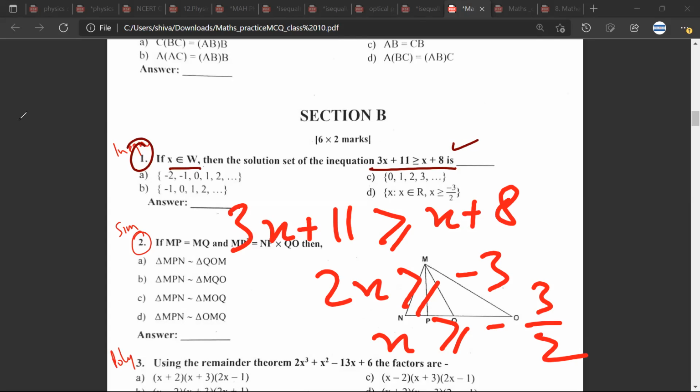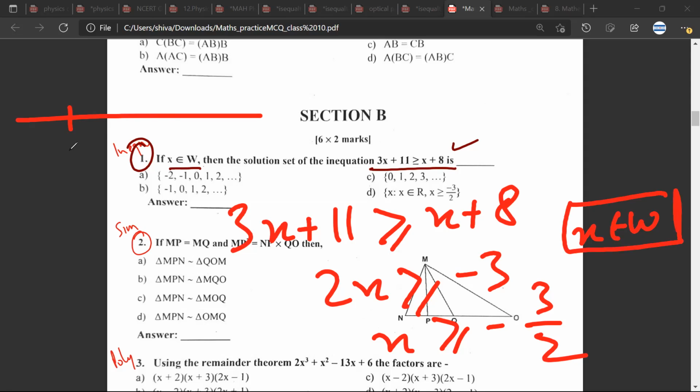And so we have to first say that x belongs to W, which means whole number. So whole numbers start from... what are the whole numbers? Give any examples of whole numbers. Anything equal to or greater than 0. So 0 would be the first whole number. What would be the second whole number? 0, 1, 2, 3 till infinity. Okay. So x is greater than or equal to minus 3 by 2. So what should be the solution set? 0, 1, 2, 3, infinity. So C is the correct answer? Yes. Great, sir.